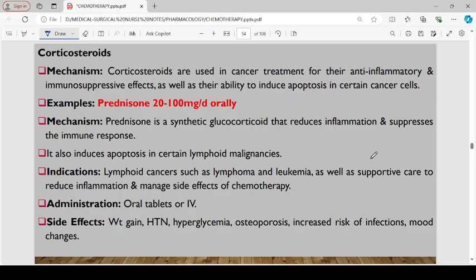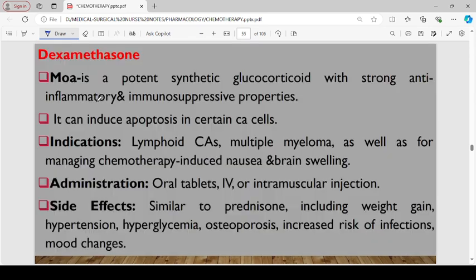Next, we have corticosteroids. Corticosteroids are used in cancer treatment because of their anti-inflammatory and immunosuppressive effects, as well as the ability to induce apoptosis in certain types of cancer. The first one is prednisolone, where we give between 20 to 100 milligrams per day orally. That's an adult dose. Remember, we are talking of adult doses in our presentation.